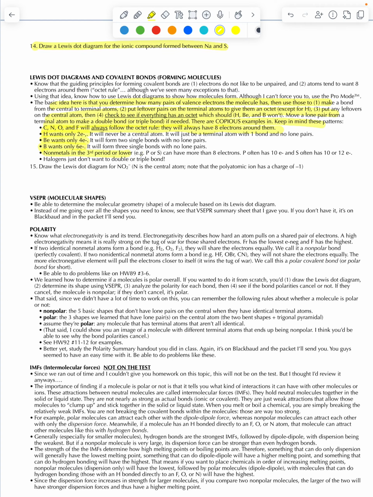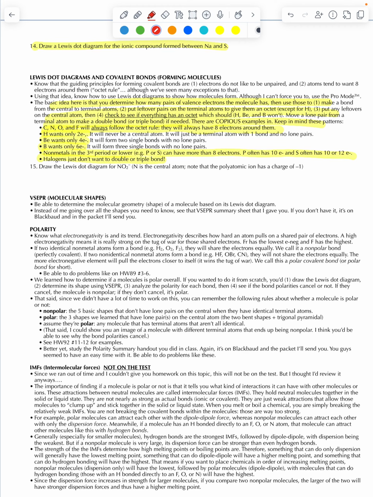And the nonmetals below the second period, so third period or lower, they could have more than 8 electrons. We call them expanded octets, which is a contradiction in terms, kind of. Especially we see that for phosphorus and sulfur. And the halogens, when they're terminal atoms, don't give them a double bond or triple bond. They're too greedy. If a halogen is a central atom, yes, then it could be forming multiple bonds, but as a terminal atom, it will just be a single bond.